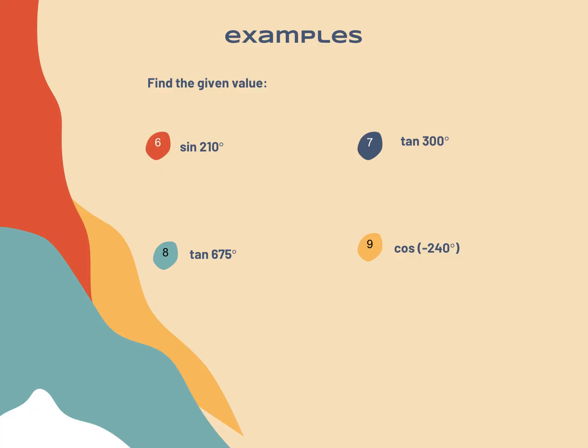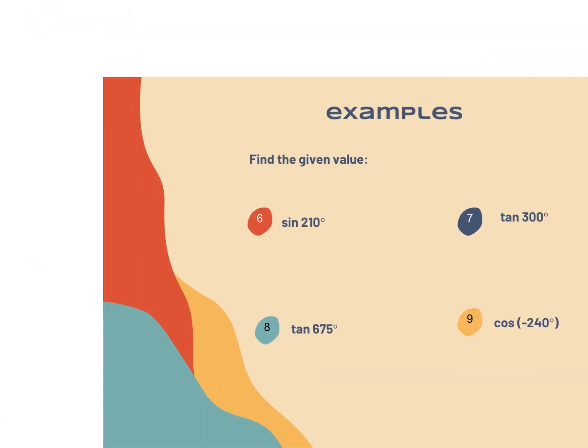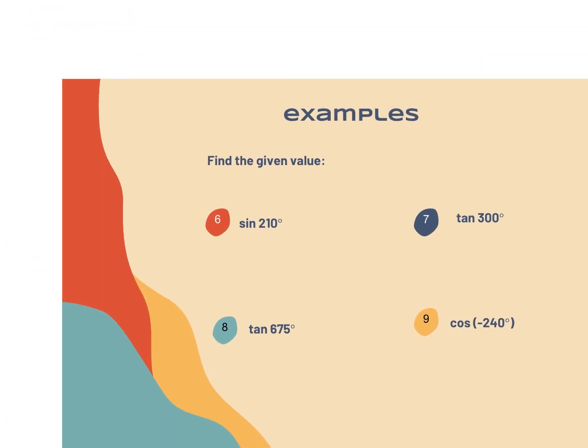So it says to find the given values. Now, technically you could take out your handy-dandy calculator, hit the sine button and put 210 and get the answer. But we're going to be doing these without a calculator. So what we're going to do is draw the angle to see which quadrant it ends up in. Before I start that, let's review the signs that are in each quadrant, so it'll help us.